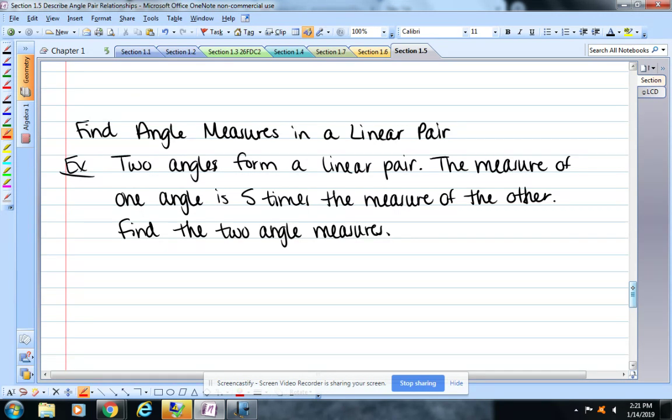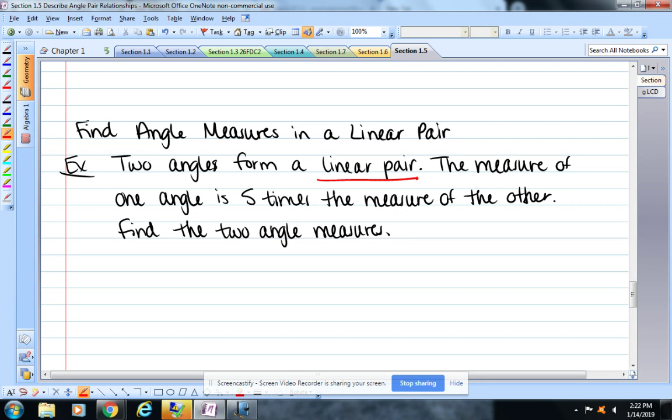So let's just read this and help us set up an equation so that we can find some angle measures, okay? It says 2 angles form a linear pair. What does linear pair mean? Makes a line, which means it's how many degrees? 180 degrees. So 2 angles make 180 degrees. Get that in your head, okay? The measure of one angle is 5 times the measure of the other one.